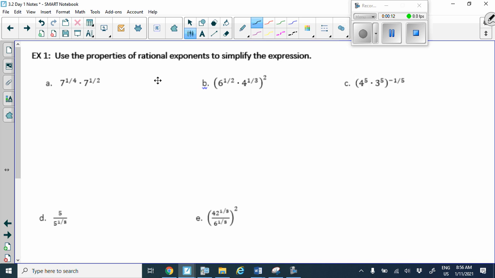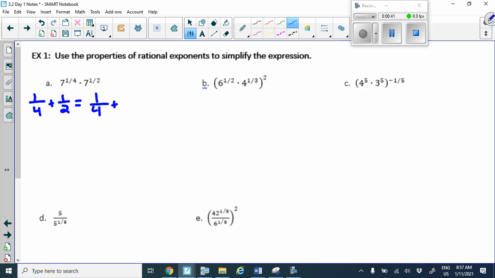Okay, so part A, we have 7 to the 1/4 times 7 to the 1/2. So notice here that we have the same base and we're multiplying. That means we are going to add our exponents. Notice when we add our exponents, they do not have the same denominator. So that means we have to get them to be like denominators in order to add. So we need to find a common denominator, meaning what is a number that 4 and 2 both can go into? Well, that would be 4.